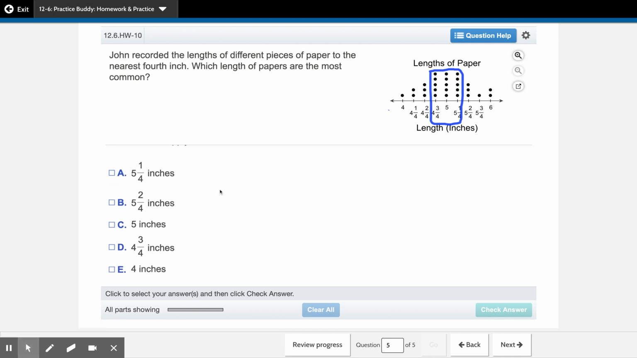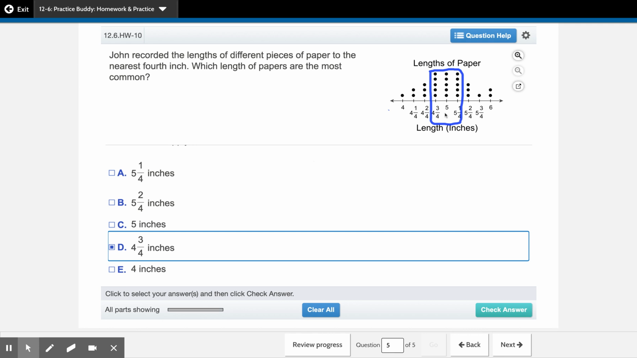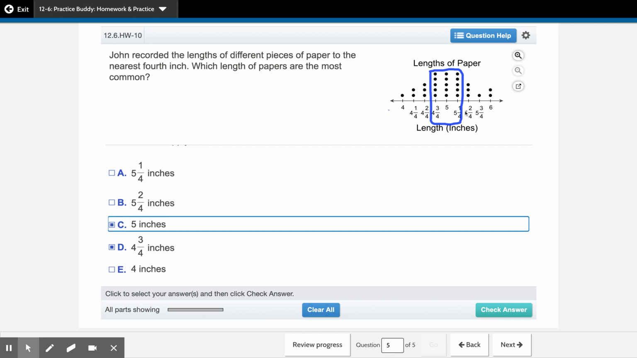So 4 and 3/4 is going to be an answer. 5 is going to be an answer. And 5 and 1/4 is going to be an answer.